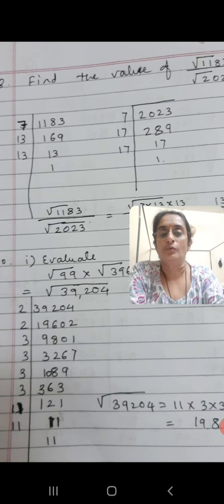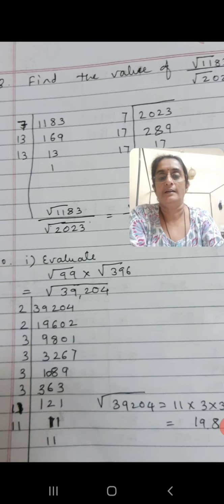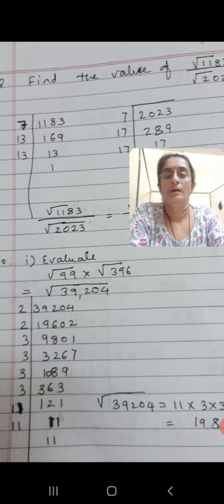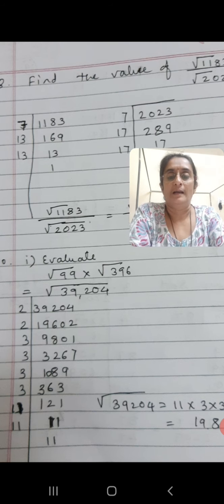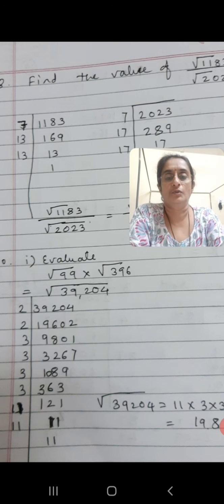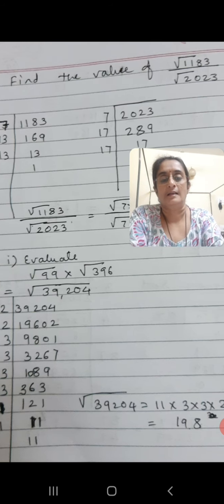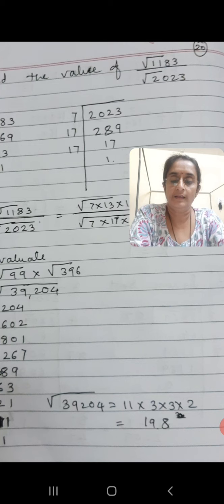Fine. Let us go to one more sum, that is evaluate root 99 into root 396. Now these numbers also are not perfect squares. So what do you have to do? We have to multiply. Both the numbers are in root, so multiply them. So 99 into 396 gives us 39,204. Now after multiplication you will get a perfect square number. Now using prime factorization I have got the answer as 198 as the root of the given number. Hope you have understood this concept, children.